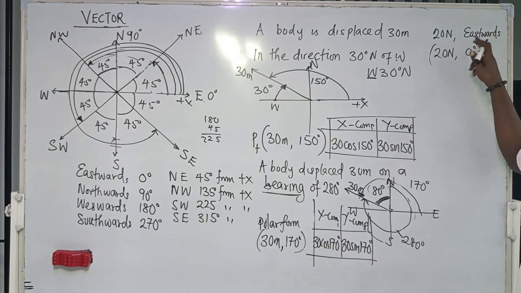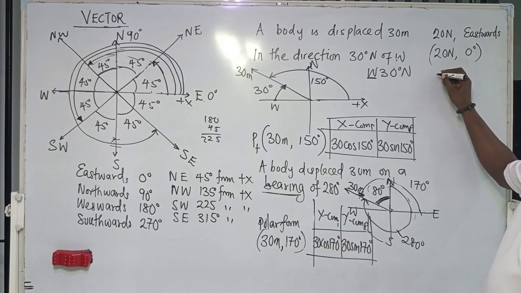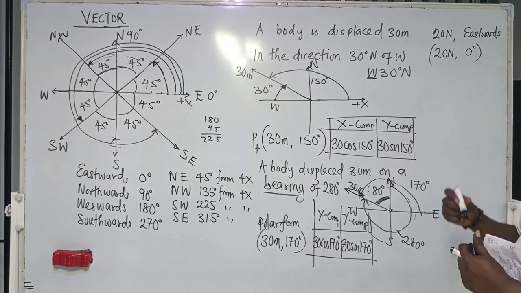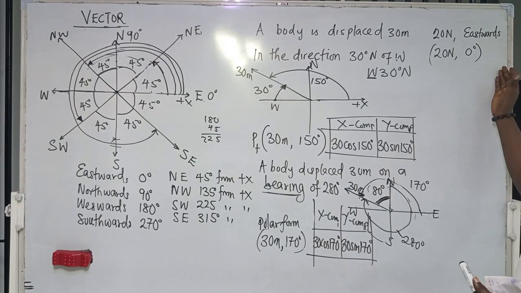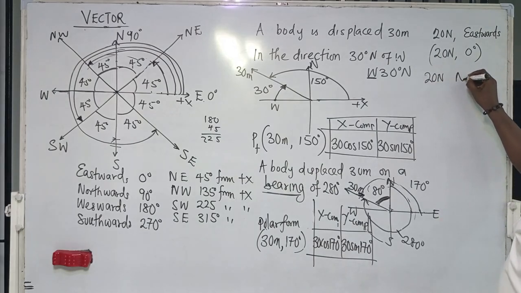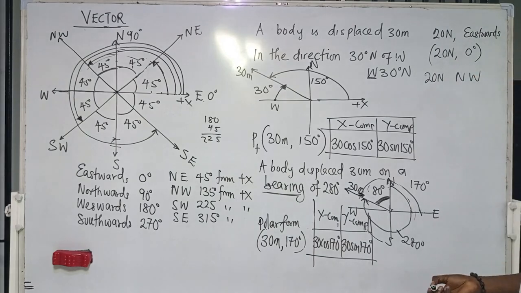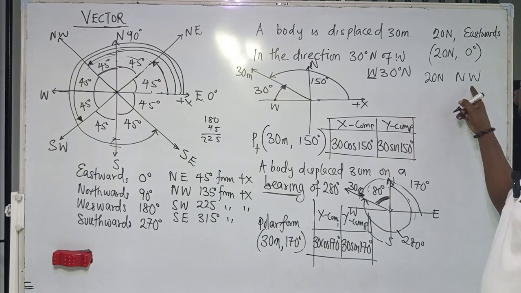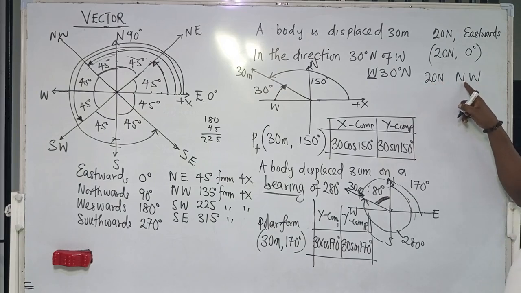If they give us eastward like this, then you can resolve 20 cos 0 on the x-axis and 20 sine 0 on the y-axis. If they give me 20 Newton northwest, for example, this is the force, the magnitude, and this is the bearing direction.